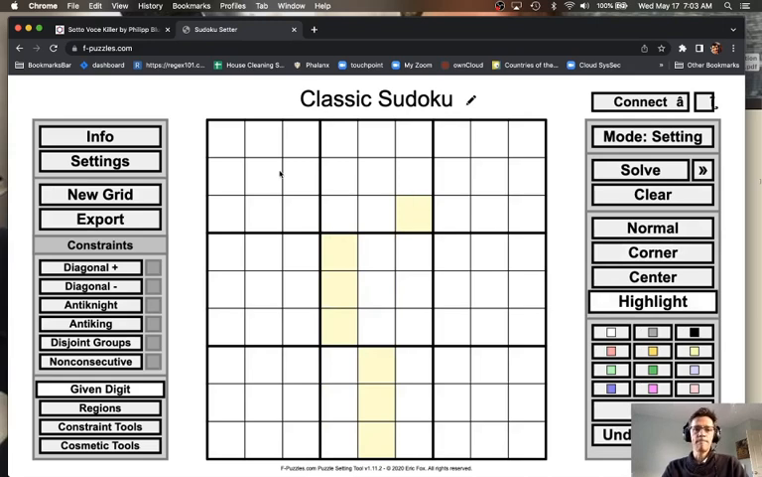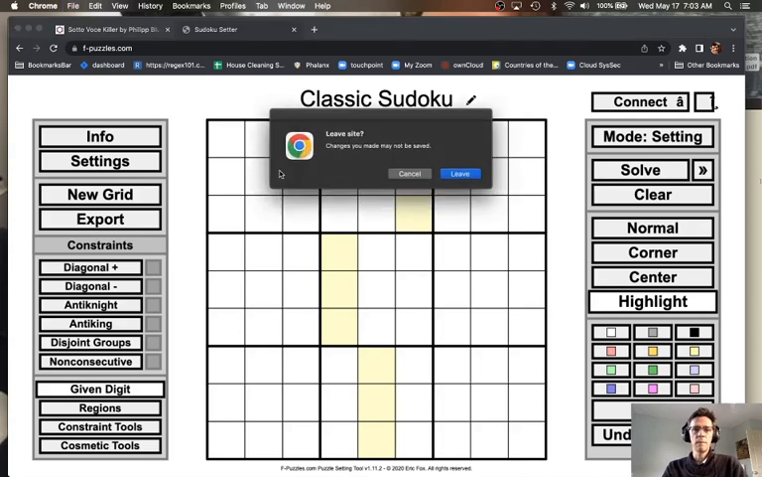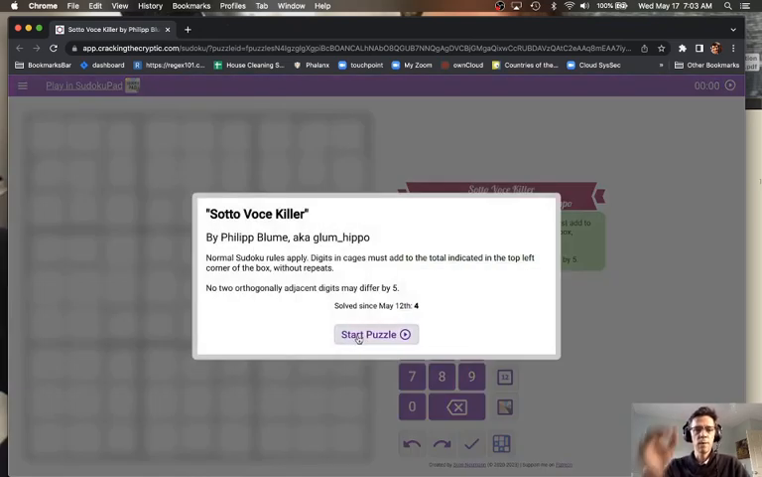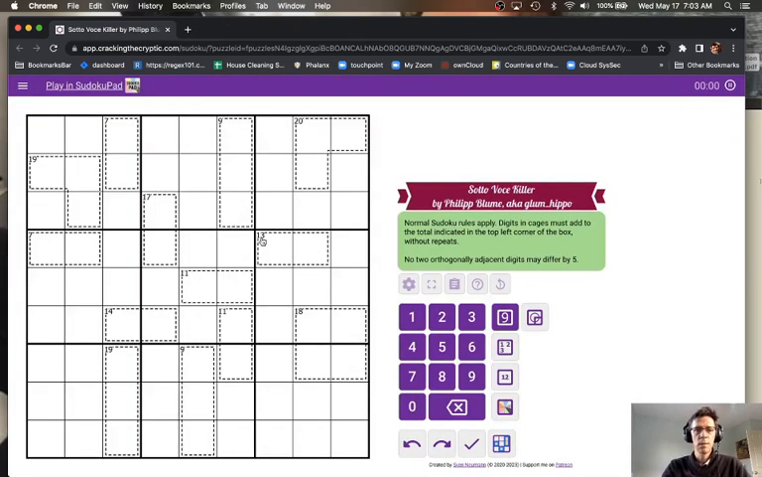So let's have a look at an example, or the puzzle that I'm thinking of to look at. This is my Sotto Voce Killer, which I just posted recently. I'm going to put in a few pencil marks, right? There's definitely an 8 and 9 in here. This is 5 or 6, and this is 8 and 9.